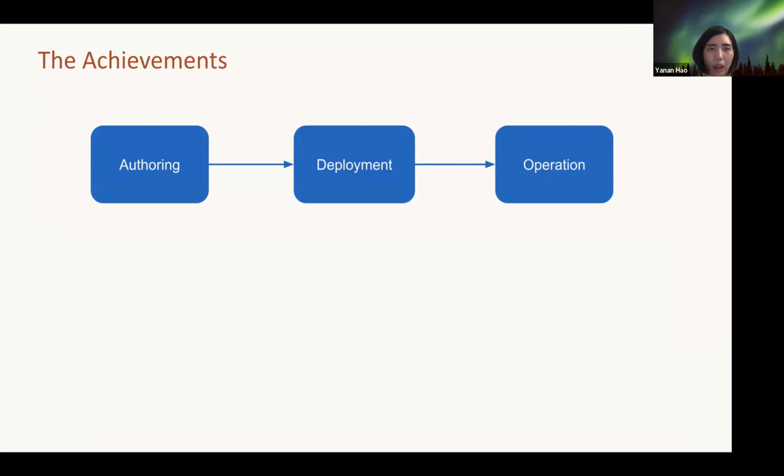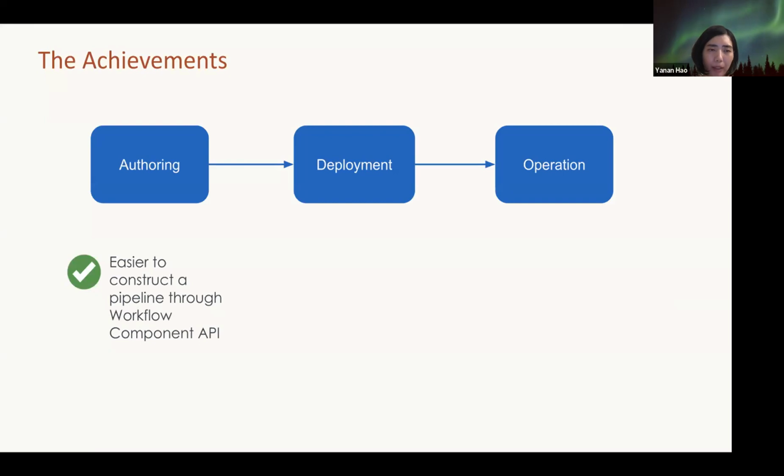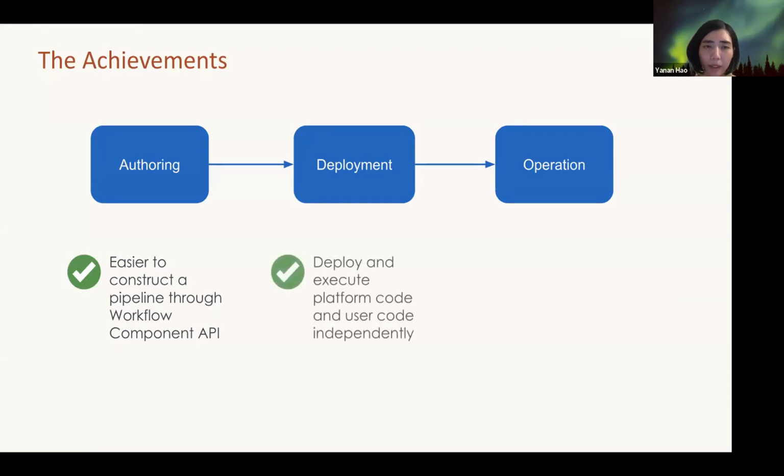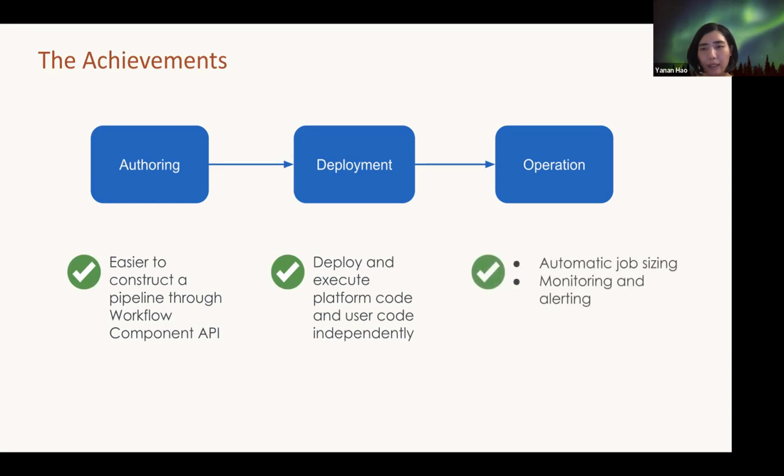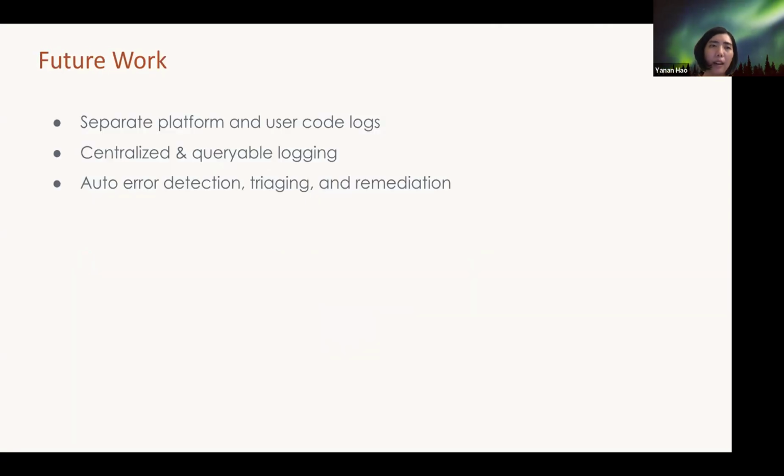So we know how we have built the solutions. Let's summarize the achievements we have made here. Firstly, we made it easier to construct a pipeline through the workflow component API. We have added the capability to deploy and execute the platform code and user code independently. And we made it easier to operate Managed Beam jobs with the capability of automatic sizing and easier monitoring and alerting.